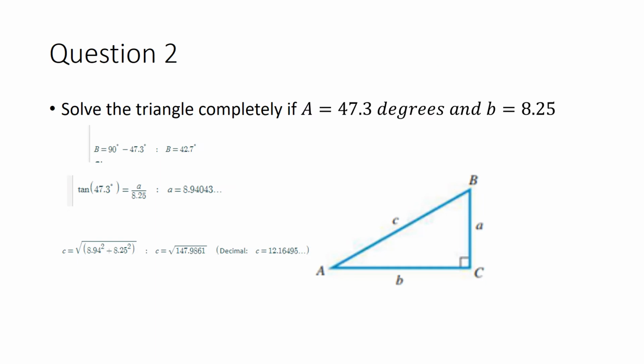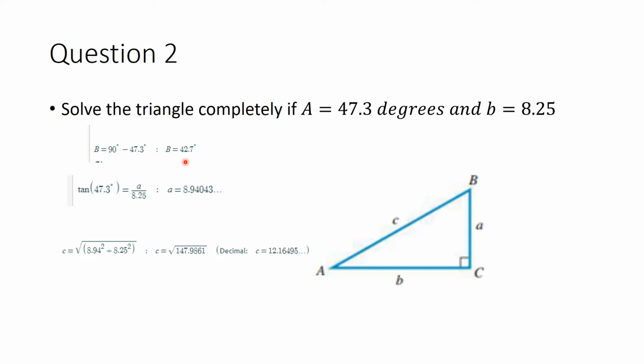Number 2, we were to solve the triangle completely. We were told A was this and B was this. And this is angle A and this is side B. So angle B is going to be the difference between that and 90, so B should be 42.7 degrees.